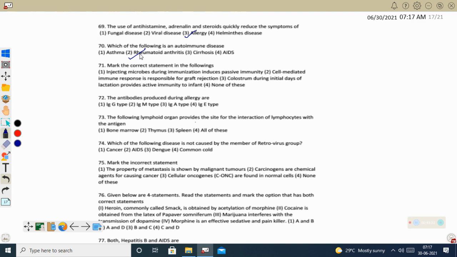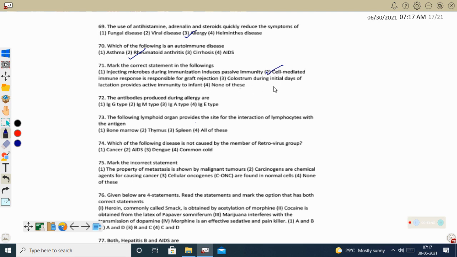Okay, next question, mark the correct statement in the following. Injecting microbes during immunization induces passive immunity. No, that is an active immunity. Injecting microbes during immunization, that is vaccination. Vaccination is an artificial active immunity. Cell mediated immune response is responsible for graft rejection. Correct. T cells only will reject the graft.